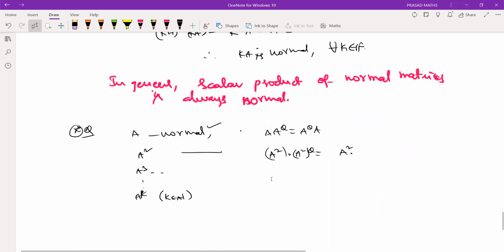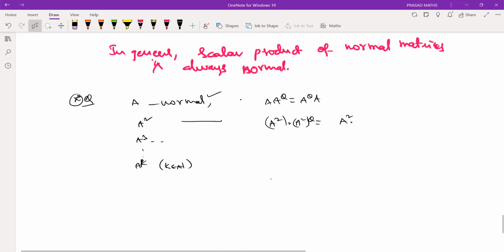So here, A into A, both matrices are the same, therefore obviously commutative. No need to compute this. Understand? A is normal. Of course, A is normal. A square can be written as A into A. A is normal. Therefore, this matrix multiplication is commutative because both matrices are the same. Therefore, it is normal.